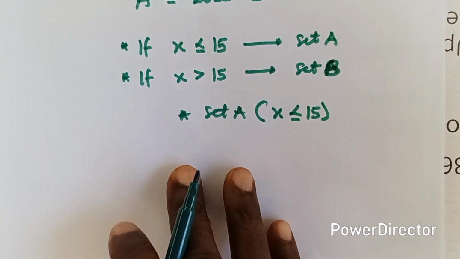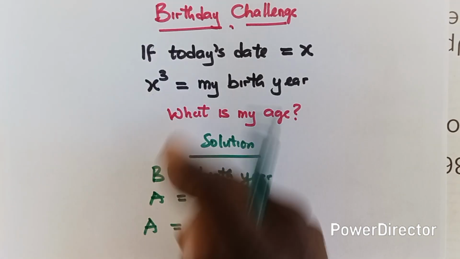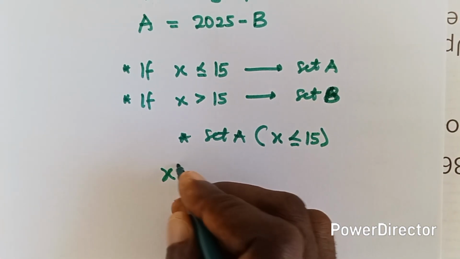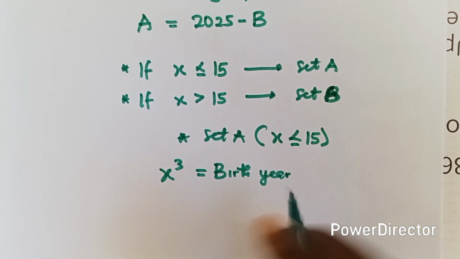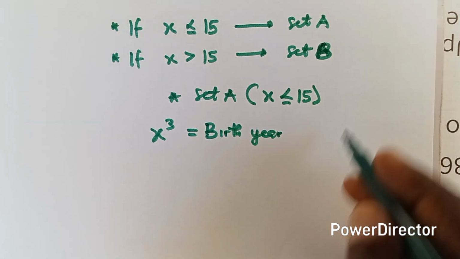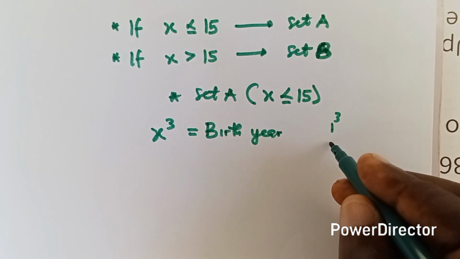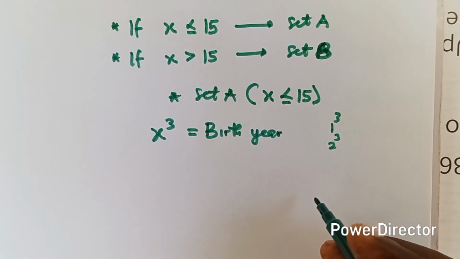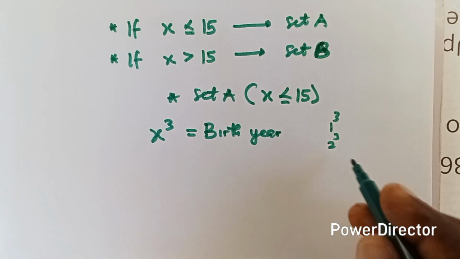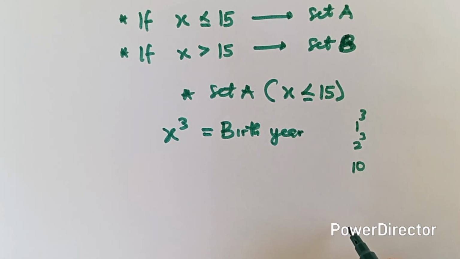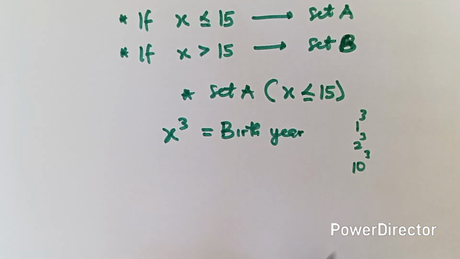Don't forget that my birth year is the day of the month cubed, that is X cube. So I'll say X cube equals my birth year. We can pick 1: X is 1, and 1 cube gives us 1. On day 2, that is 2 raised to power 3, which is 8. Those are very small. If you see the post on the 10th day of the month, X is 10, and 10 cube gives us 1000. We'll keep going like that.